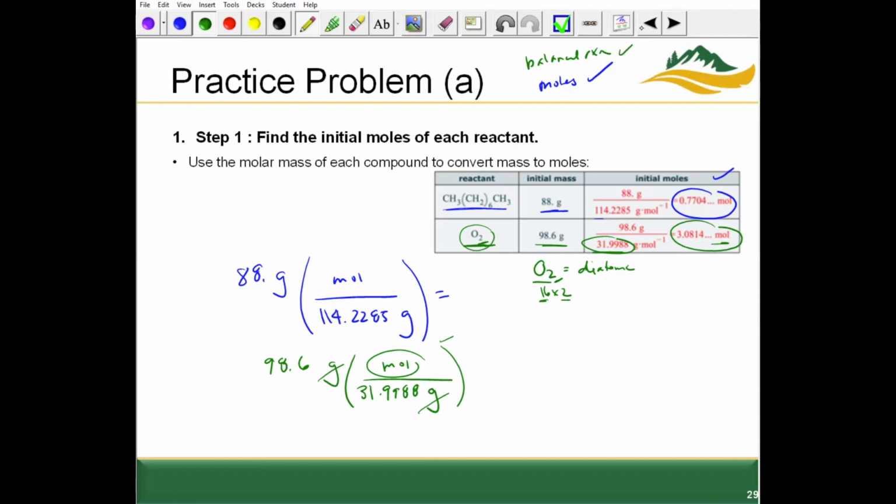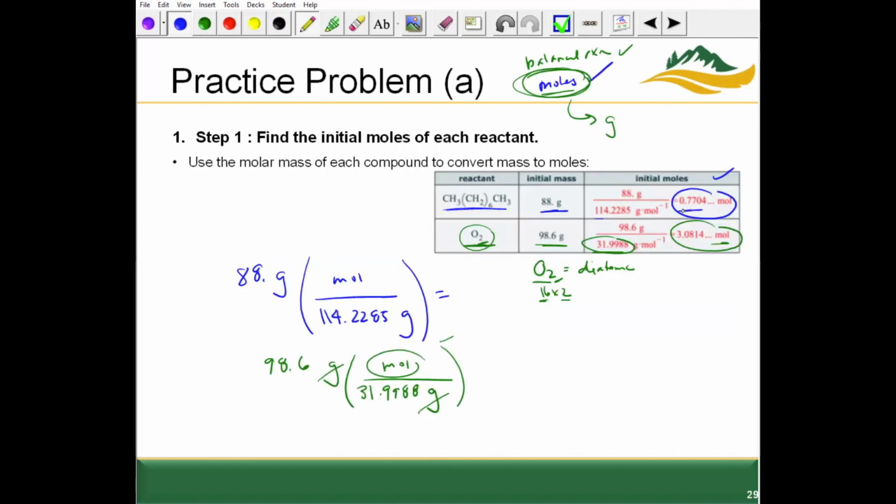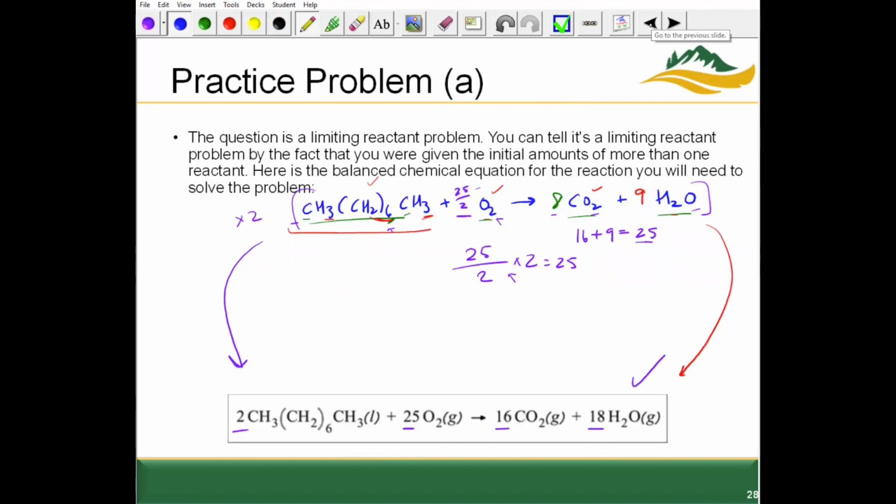So now we balance the reaction and we figured out the starting amount, but not in grams, right? Because we always want to work in moles. We at least always want to start working in moles. Then if we need grams, we can convert from moles back to grams. Let's first assume that octane is our limiting reactant. We're starting with 0.7704 moles of octane. We need the very important mole-to-mole ratio of octane to oxygen. For every 2 moles of octane, we're going to need 25 moles of O2.